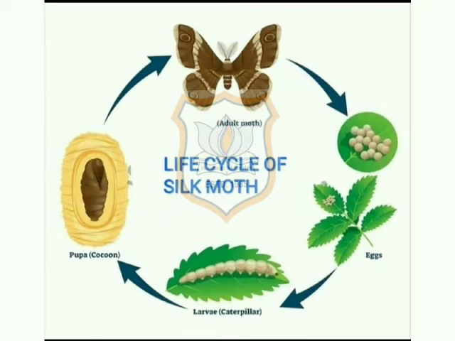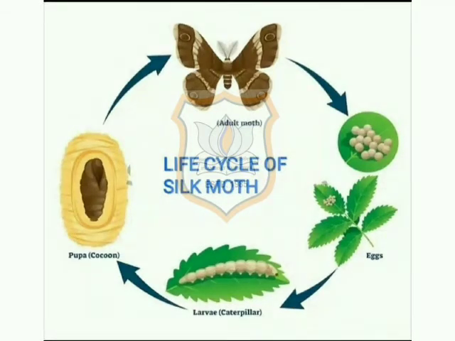The silk moth continues to develop inside the cocoon. At the end of the pupal stage, the silk moth cuts open the cocoon and the young moth flies out. So this is the whole life cycle of the silk moth. Students, this is very important. So you have to remember this.